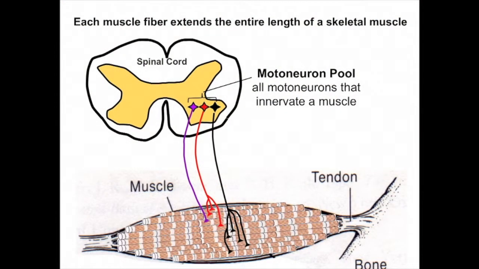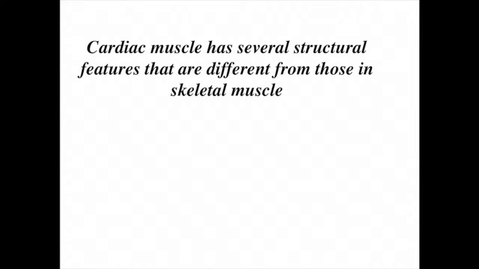Before turning to the unique features of cardiac muscle, I would like to remind you that in skeletal muscle, each muscle fiber extends the entire length of the muscle. This is shown for the fiber indicated by the arrow. Indeed, cardiac muscle has several structural features that are different from those in skeletal muscle.